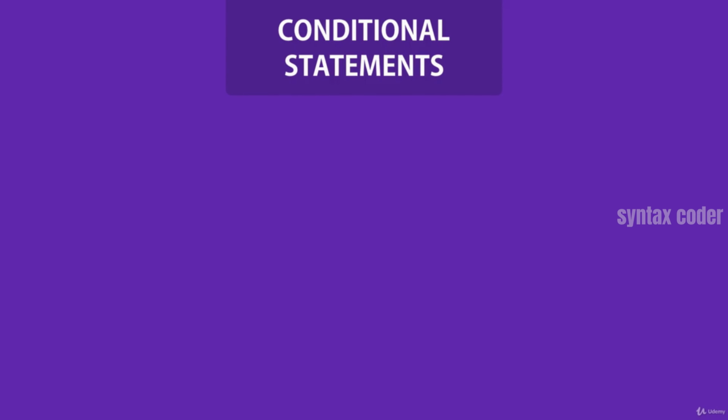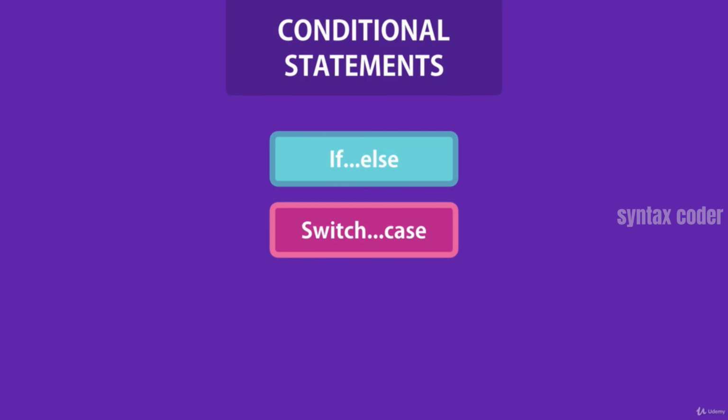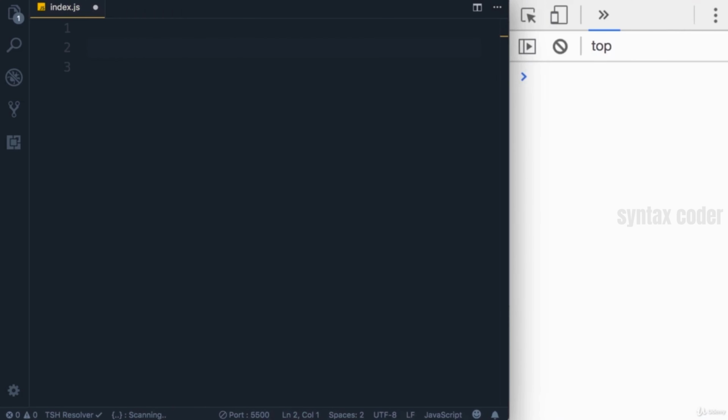Two types of conditional statements: we have if and else, and switch and case. You're going to learn about if and else in this lecture, and we'll look at switch and case in the next lecture. So imagine in our application, we're going to get the current hour, and depending on its value, we're going to greet the user with a different message.